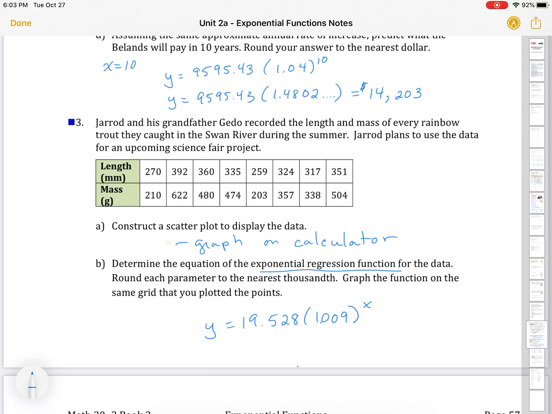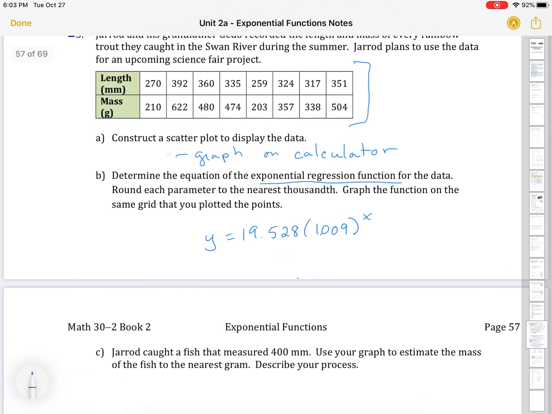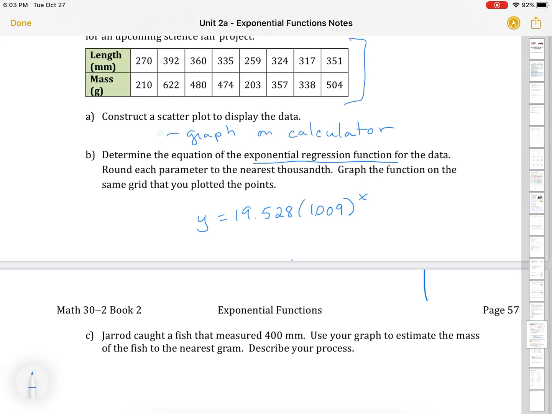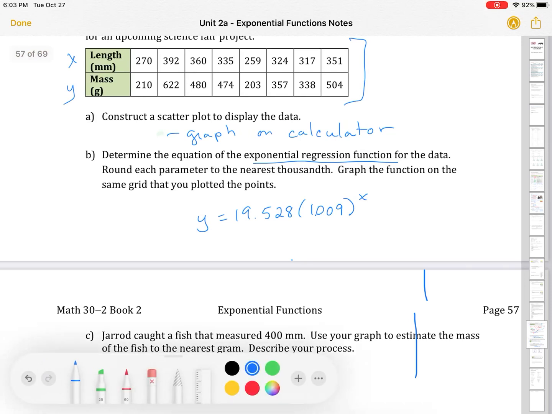So on number 3, Jared and his grandfather Guido recorded the length and mass of every rainbow trout they caught. So you do a regression with this data, put that in, graph on the calculator. You should get a regression equation similar to this: Y is equal to 19.528 times 1.009 to the X. And it says, caught a fish that measured 400 millimeters. So that's the length, which is our X, and our mass is our Y. So use your graph to estimate the mass.